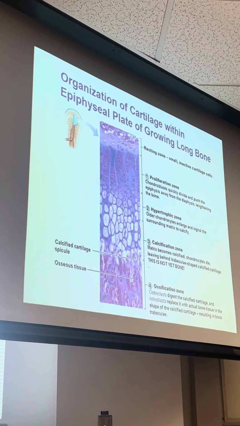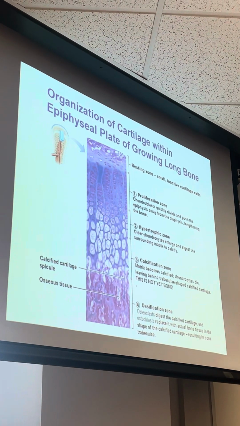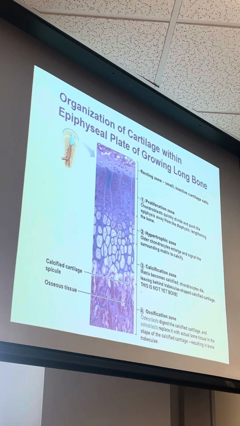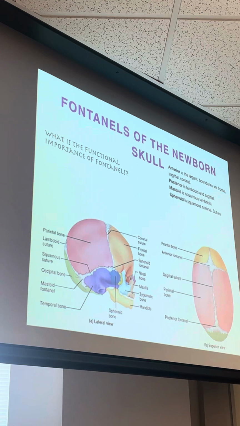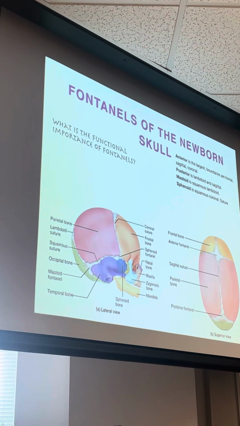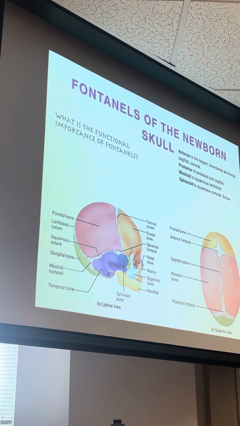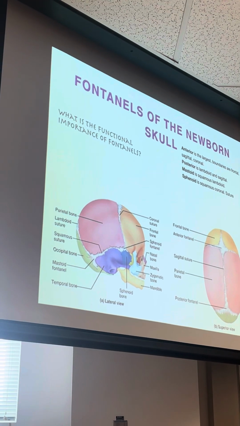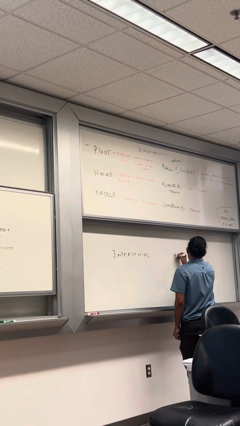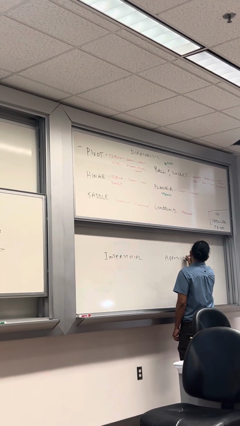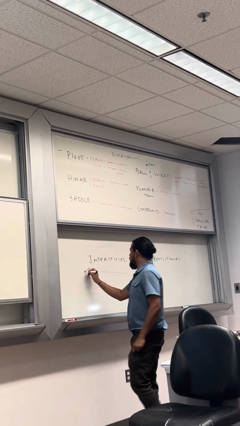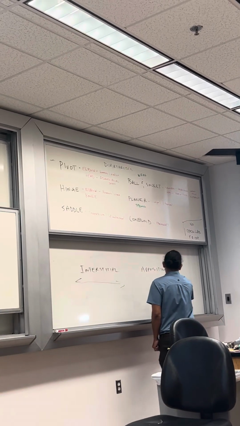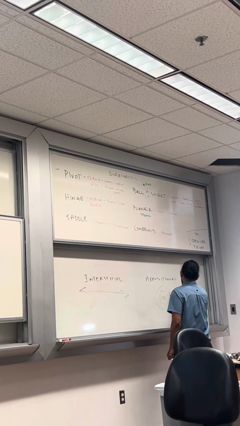Key things to know that you'll get questions about. I'll ask you about 2 different types of growth. What are the 2 different types of growth that we have? Interstitial and appositional. You get questions about that. Interstitial makes a bone grow long. Appositional makes a bone grow thick.